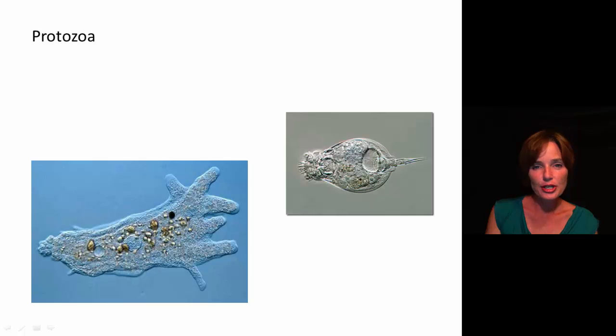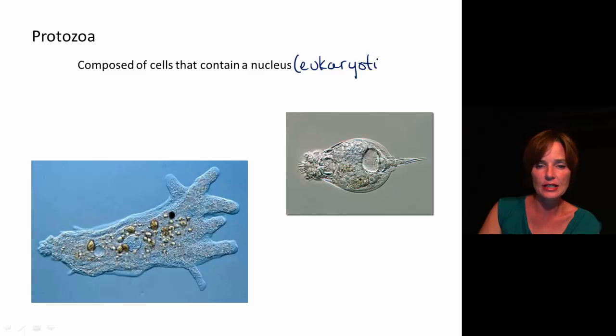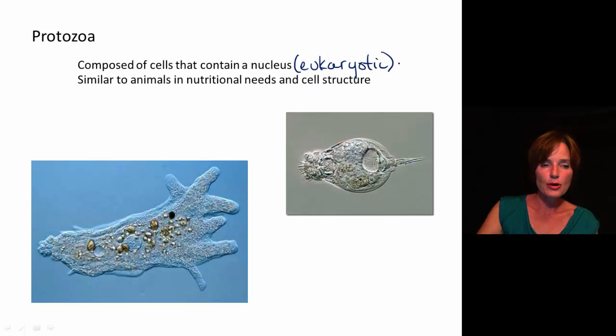The next group that we're going to look at is the protozoa. Protozoa are also composed of cells that do contain a nucleus. So this is another group that has eukaryotic cells. So I'm just going to put that in here for us. And the protozoa can be very similar to animals in a way. They're very similar in their nutritional needs, so how they actually eat something else, and they're also very similar in their overall cell structure. Another thing about them is that protozoa are going to be unicellular.